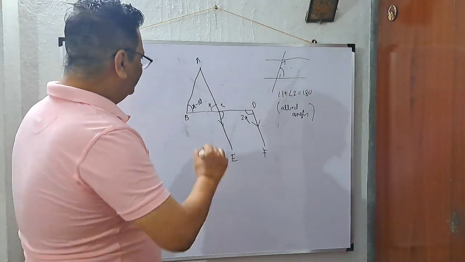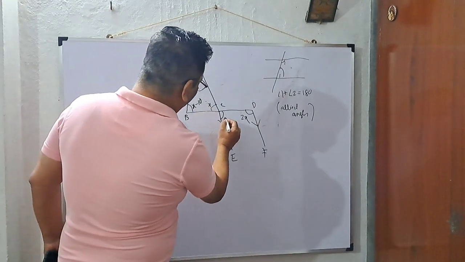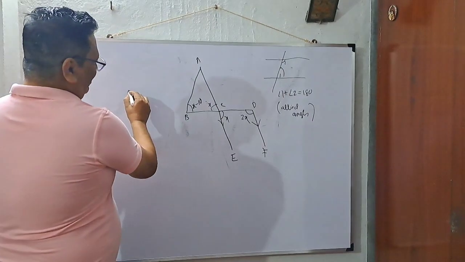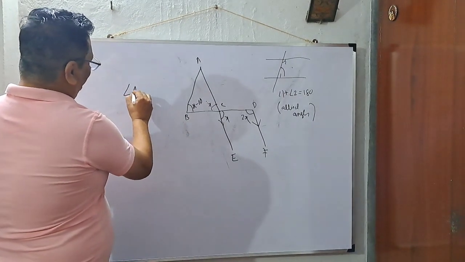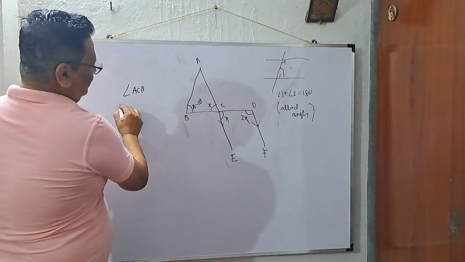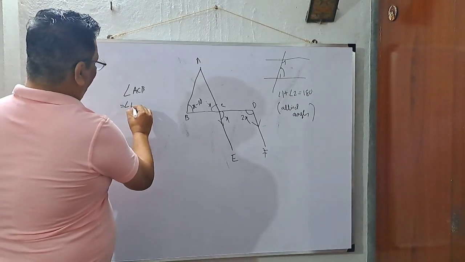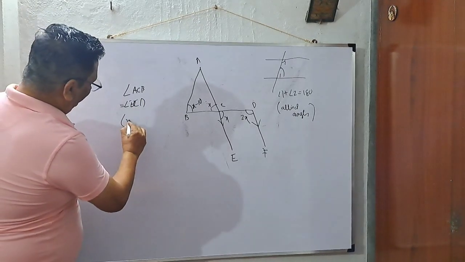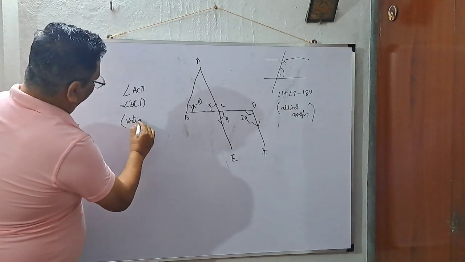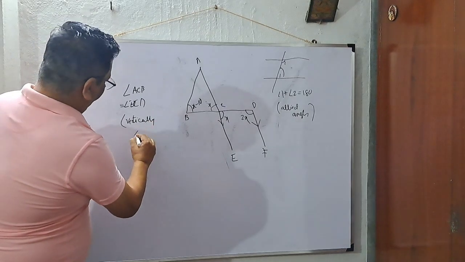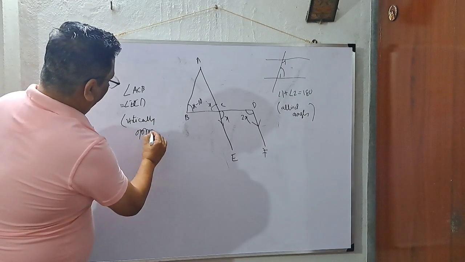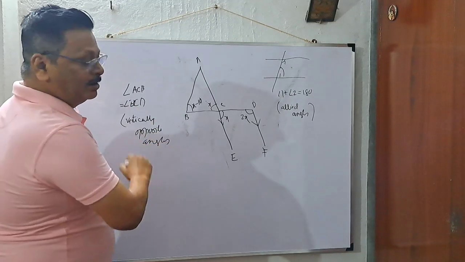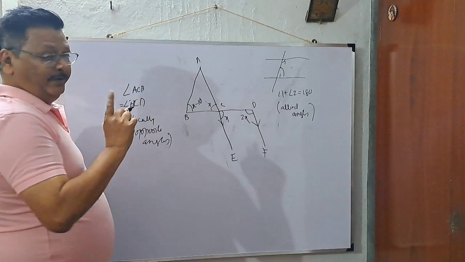Correct? Now see, if this is x, this is also x. Vertically opposite. So angle ACB is equal to angle ECB because vertically opposite angles are equal. Correct? Understood?